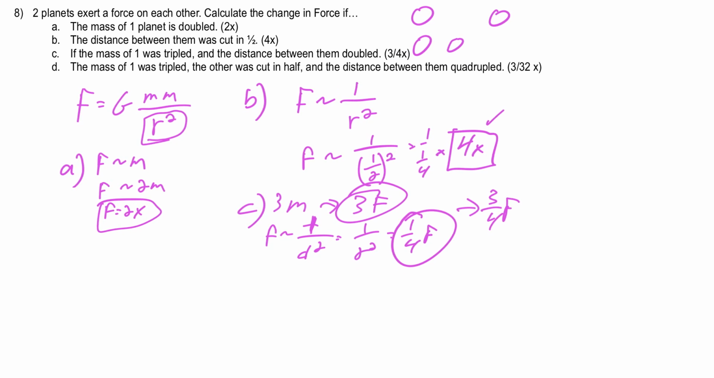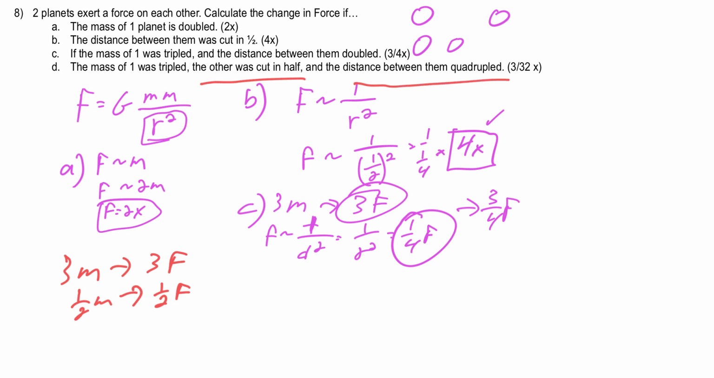Let's do the last one just to finish things up. Let's do red here. So mass is tripled. If we have 3m, that means it's going to be 3F. If the other mass is cut in half, so 1/2 m, that's going to be 1/2. Right? And then the last thing is the distance is quadrupled. So if the distance is quadrupled, that's going to be 1 over 4 squared, or 1/16. So we got 3 times 1/2 times 1/16 equals 3/32.